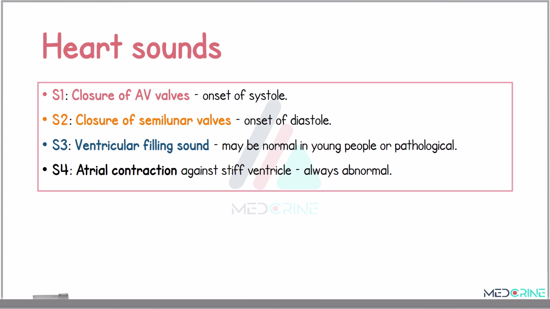Let's then have a look at the heart sounds and their relation to the cardiac cycle. The heart sounds correspond to the valve actions, where the S1, which is a lub sound, happens due to the closure of the atrioventricular valves at the onset of systole. Then the S2 is what we call the dub sound, which is produced by the closure of the semilunar valves at the end of systole.